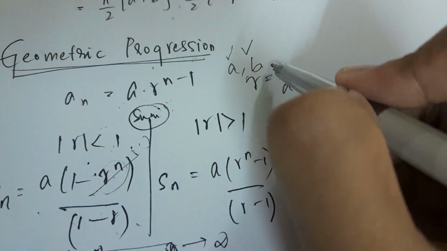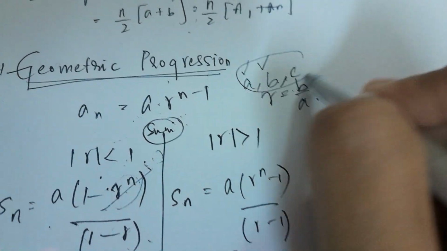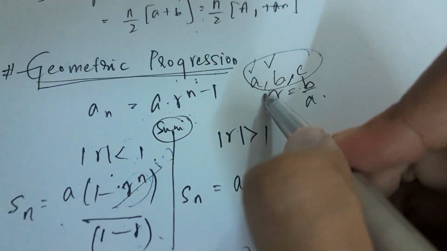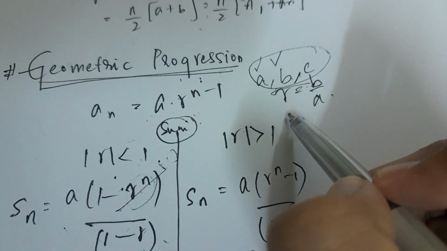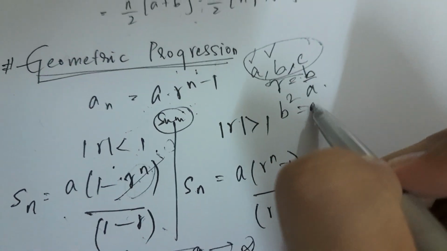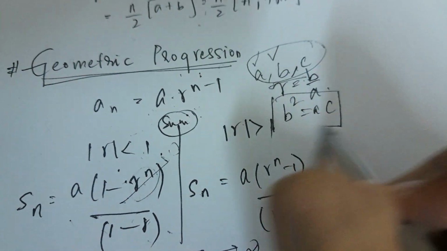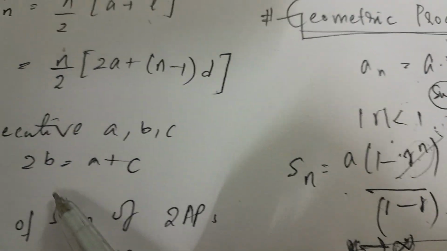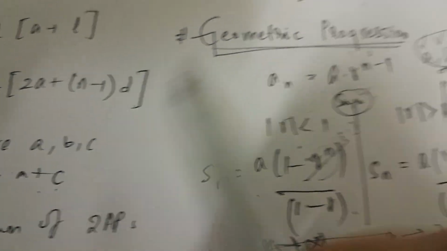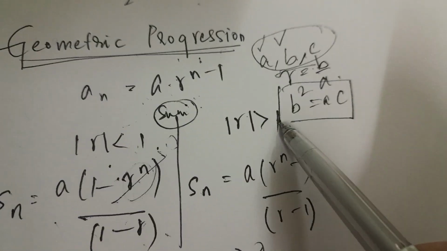Also, let's say you have three consecutive terms, a, b, and c. So the condition for these terms to be in a geometric progression is that b squared equals ac. Just something you might want to keep in mind. Just like for an arithmetic progression, you have 2b equals a plus c. For geometric progressions, it's b squared equals ac.